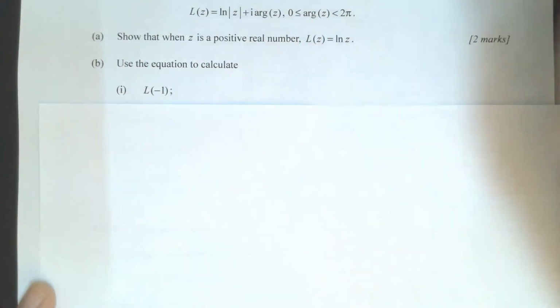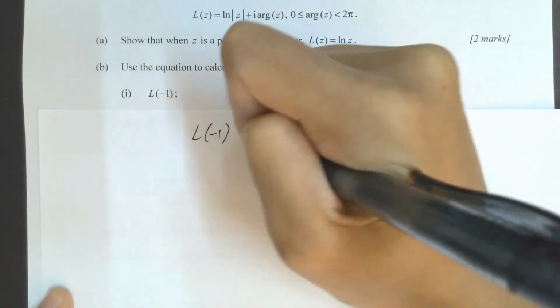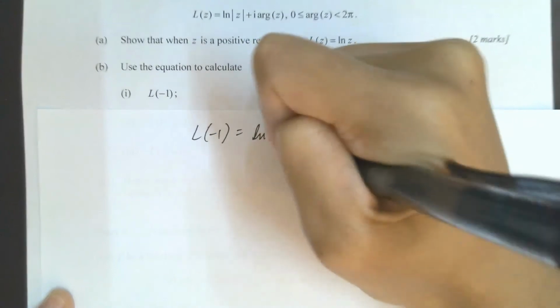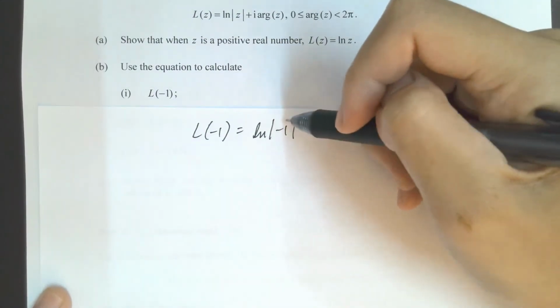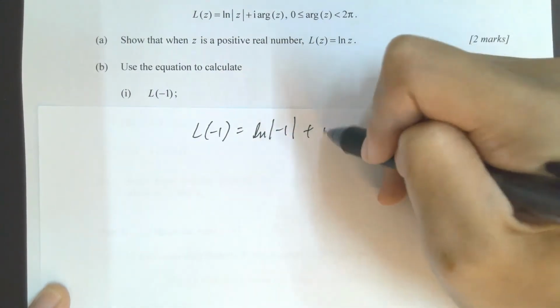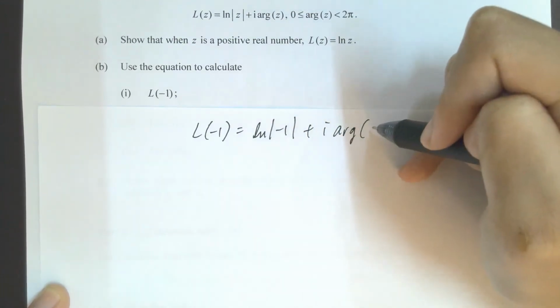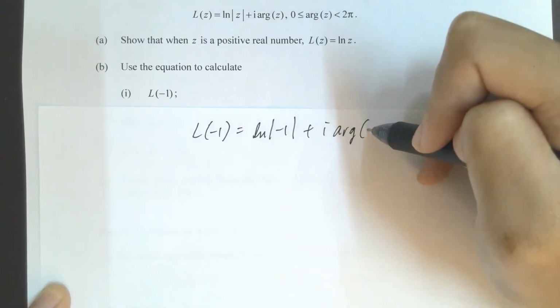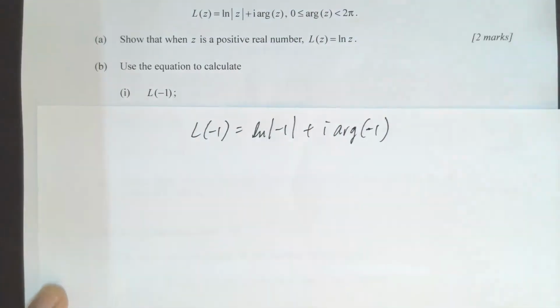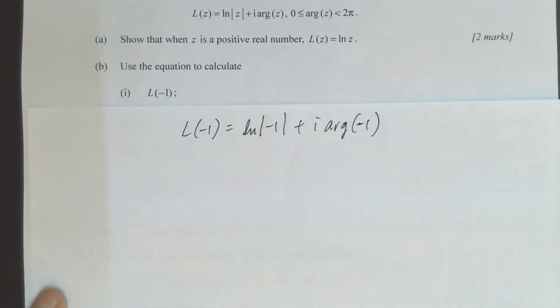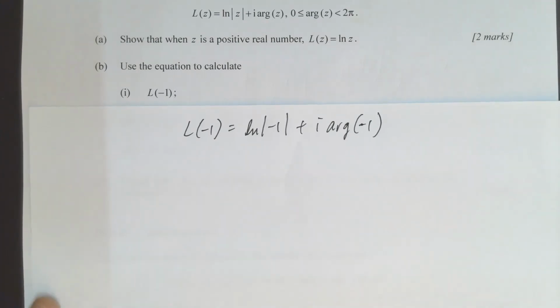So for questions like this, if you don't even want to think, the best thing you can do is just plug in -1 and see what happens. So you have ln of -1 plus I times the argument of the complex number -1. And what do we need to do? Looks like a huge conundrum, doesn't it? So what does this equation tell us now?